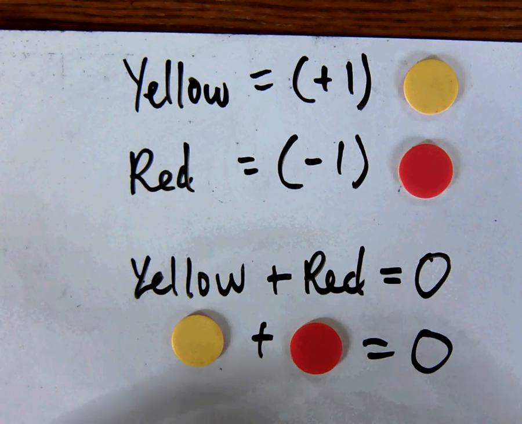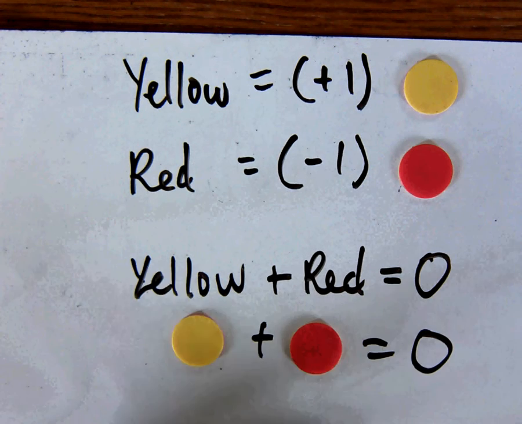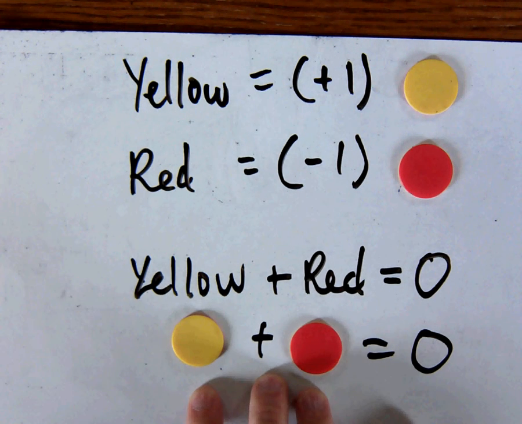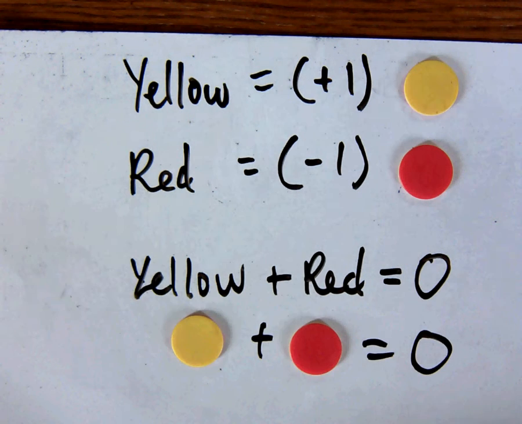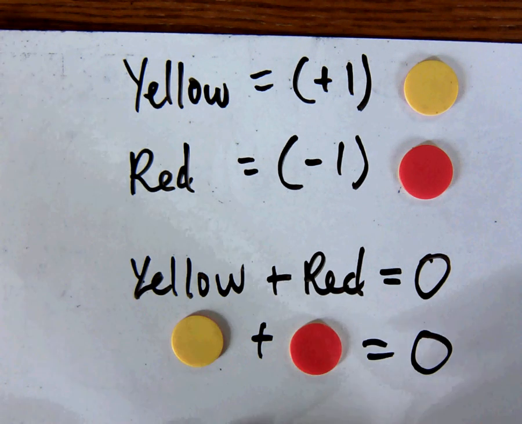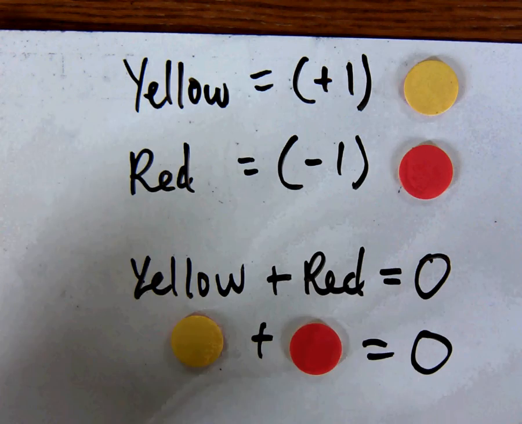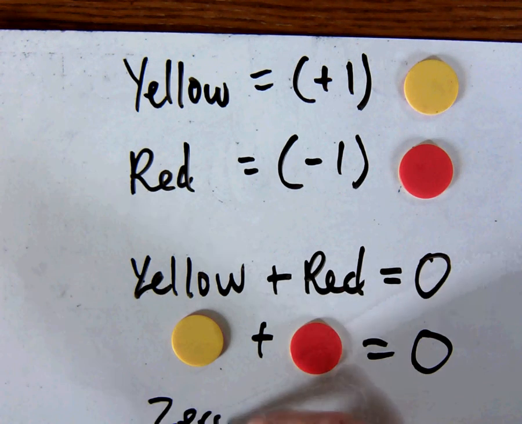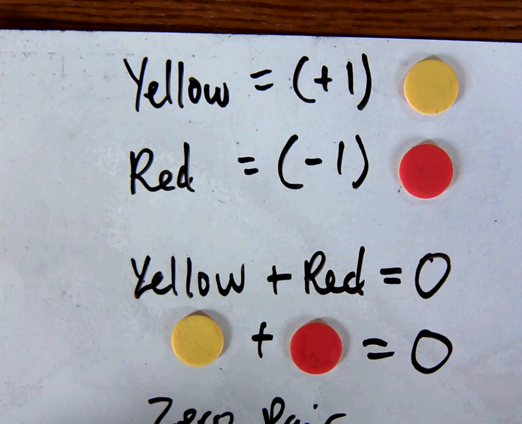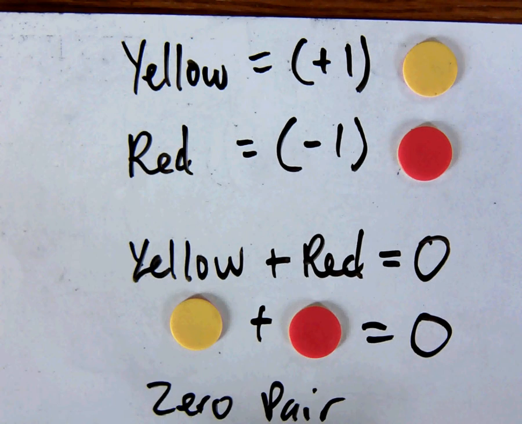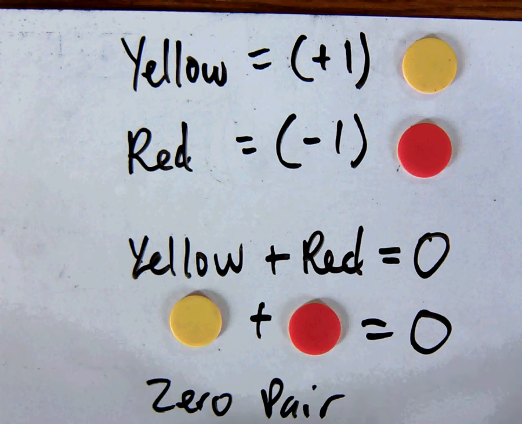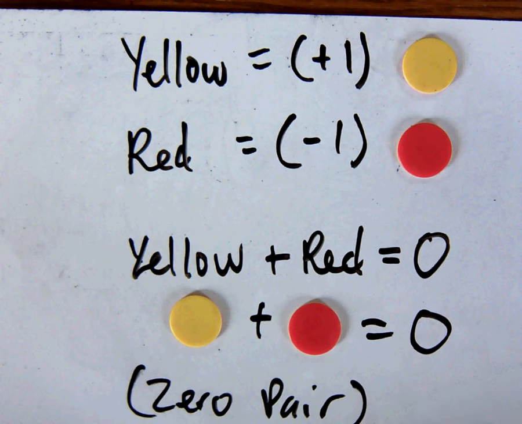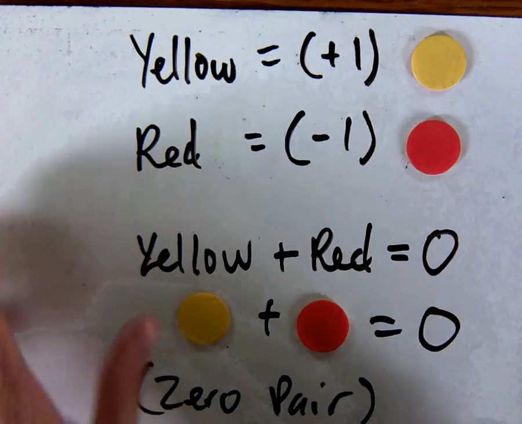And obviously if we say plus 1 minus 1, we get 0. So a red plus a yellow is what we call a zero pair, because it's a pair of numbers that come together that equals 0. Once we understand this, we can get to work.